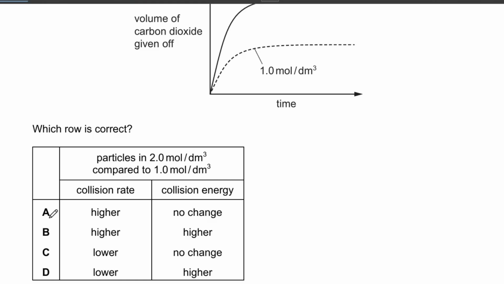Take note of that. So A, collision rate higher. Yes, collision rate in 2.0 mol per dm cubed will be higher because the concentration is higher. That means the answer is between A and B. So let's look at this column to differentiate which is the correct answer. Collision energy.